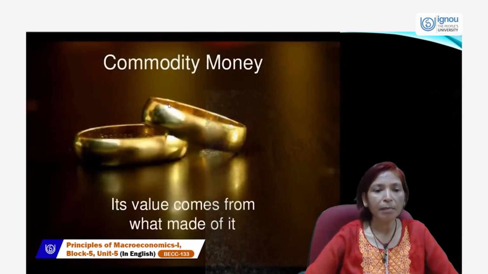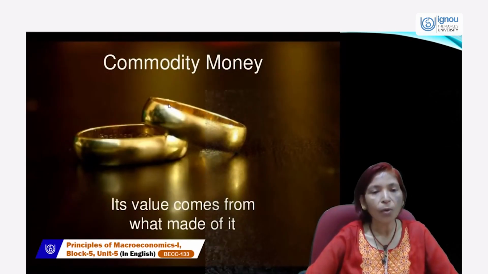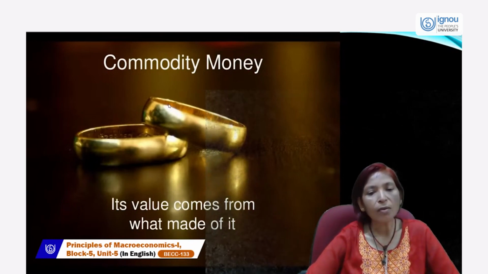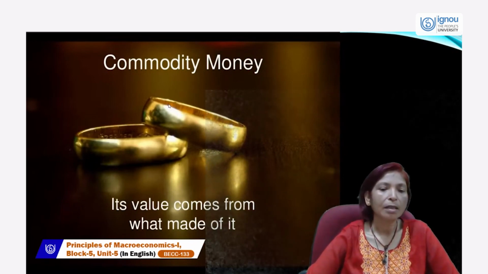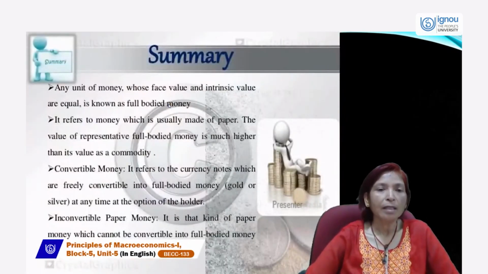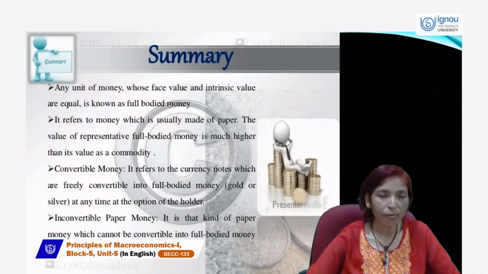Next is commodity money, which means its value comes from what it is made of. Like gold, when gold is converted into jewelry and other things, its value comes from what it is made of. That is commodity money. Now we can summarize the functions of money and the types of money.